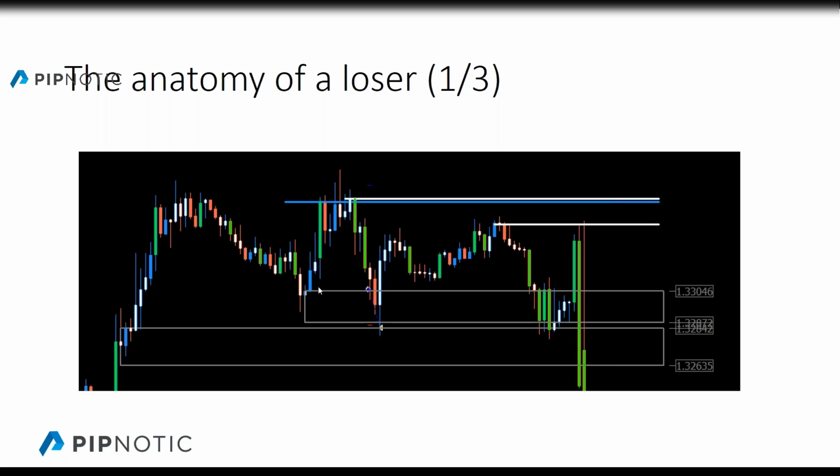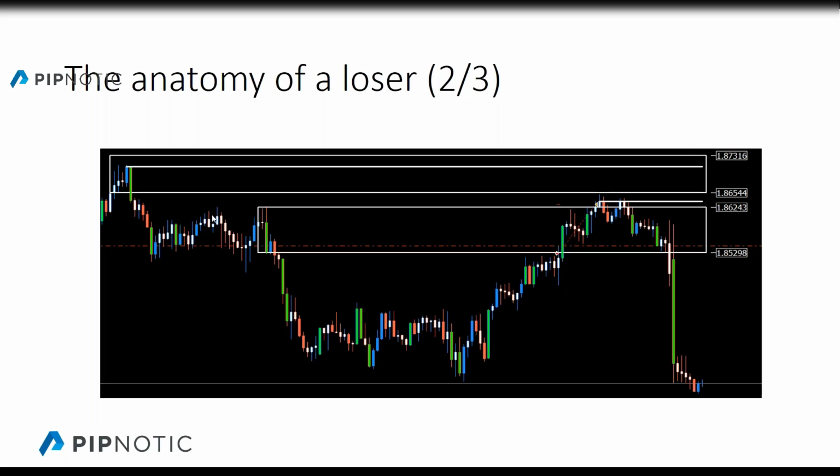And then you ask yourself the question, is this demand? And you say, no, it is not demand. It is a child, which tells us this is a reaction to demand, the demand being down here. So you want to buy down here. You don't want to buy up here at the top of the body of this period of accumulation.